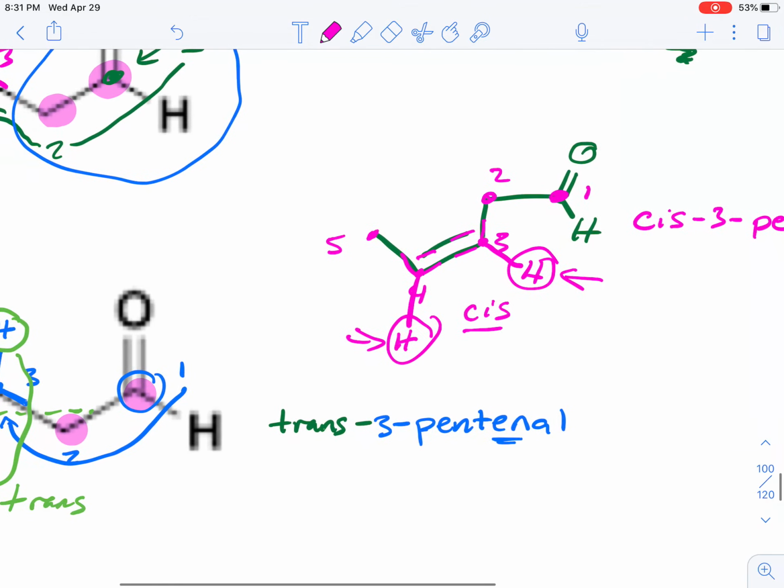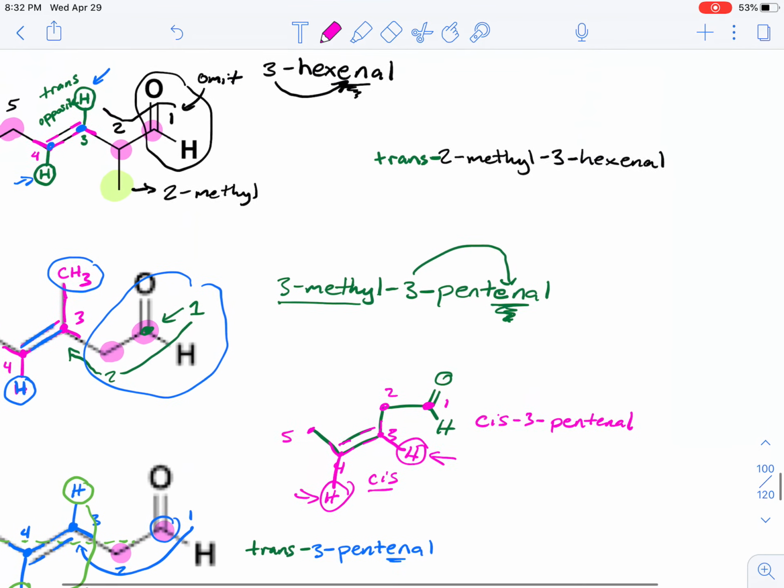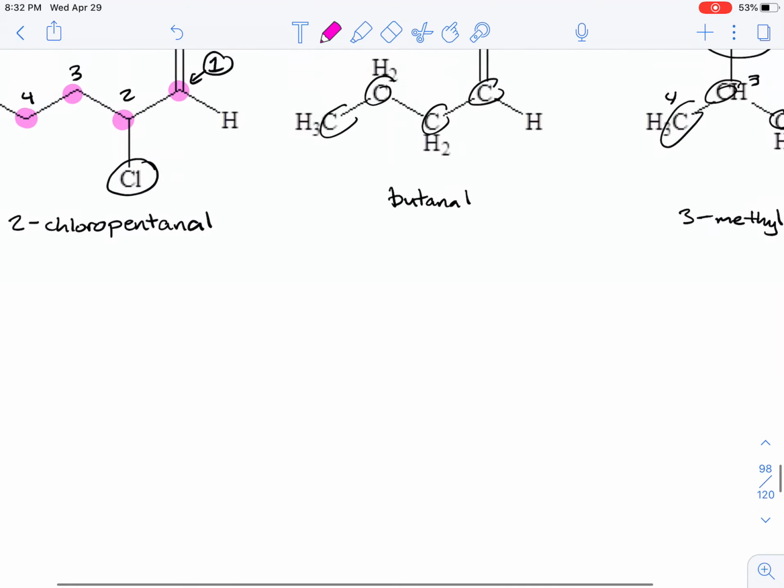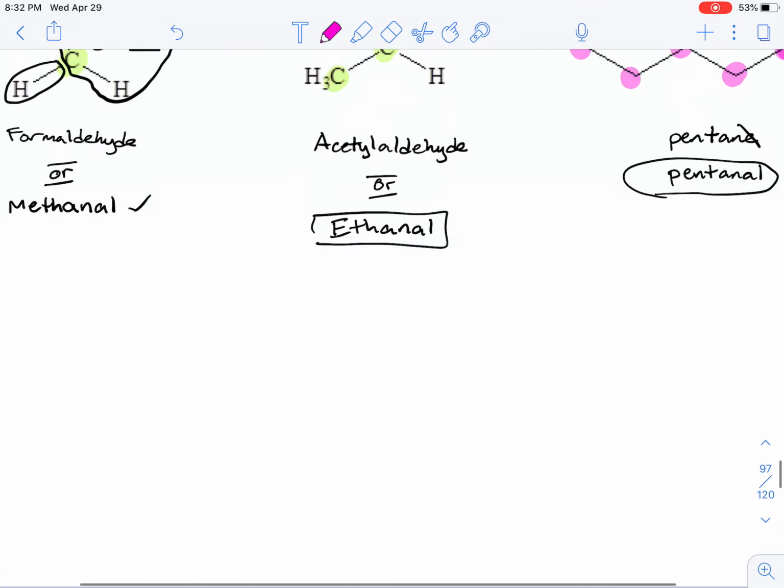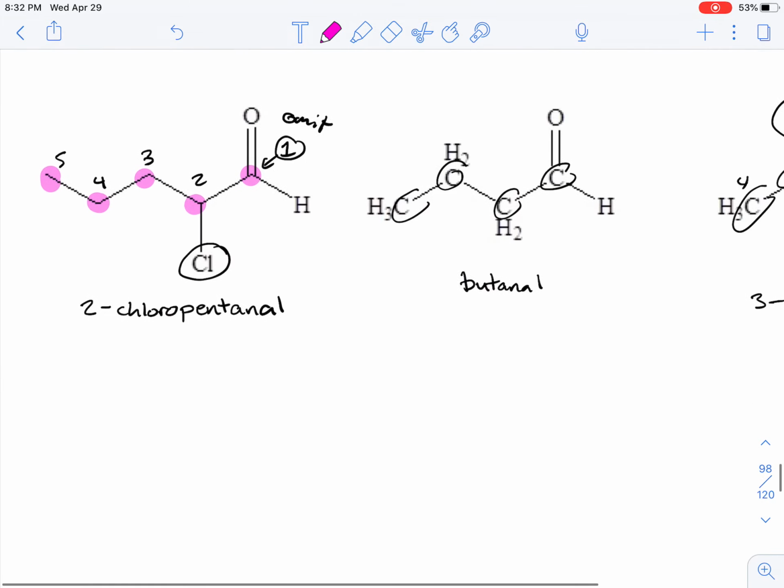All right, so that's pretty much it for aldehydes. I hope that going through some of these examples gets your mind processing on the pattern. So you guys are seeing the pattern on how to name these aldehydes.